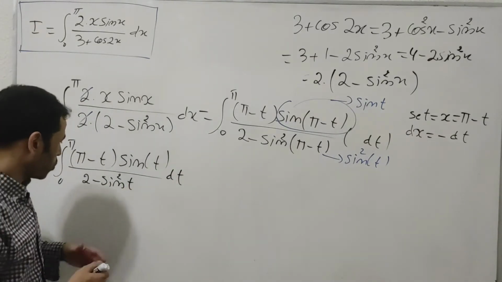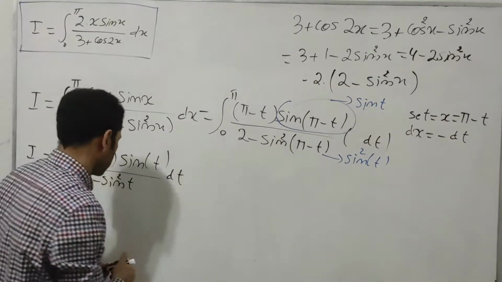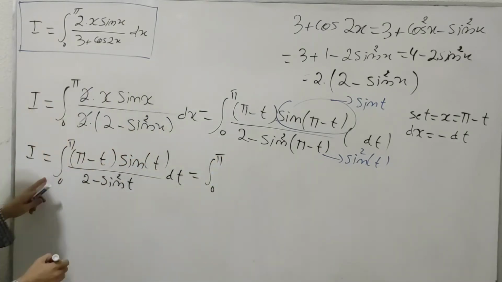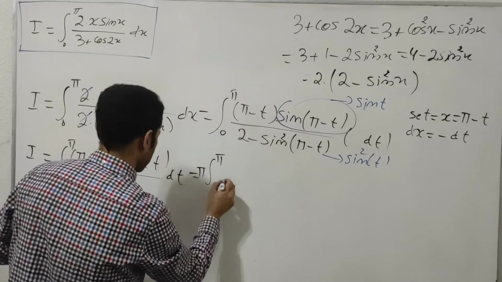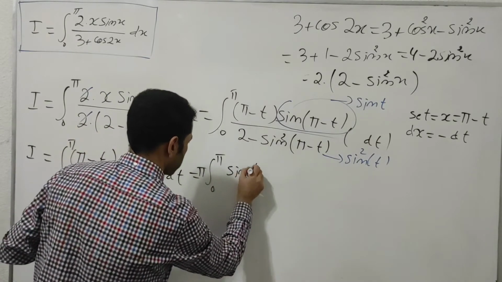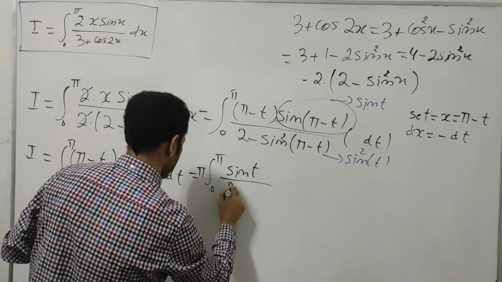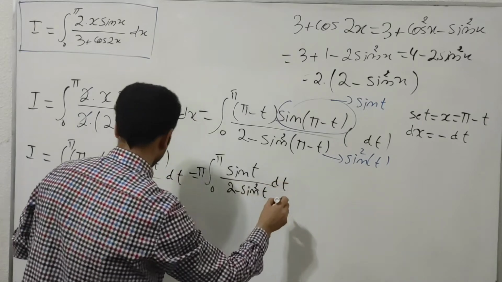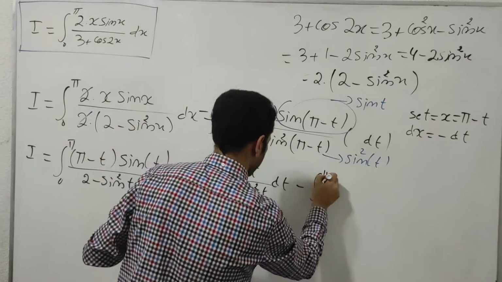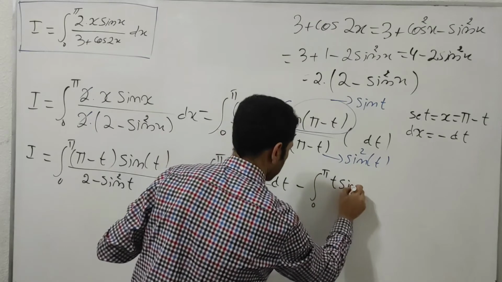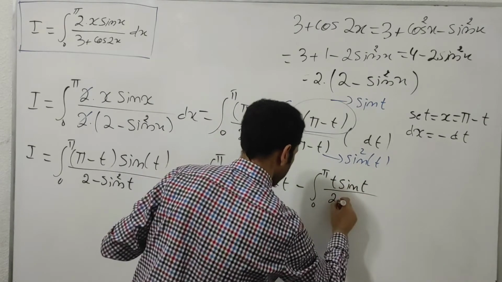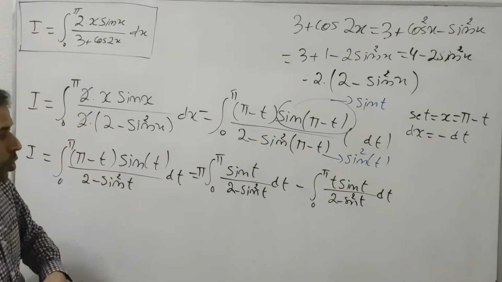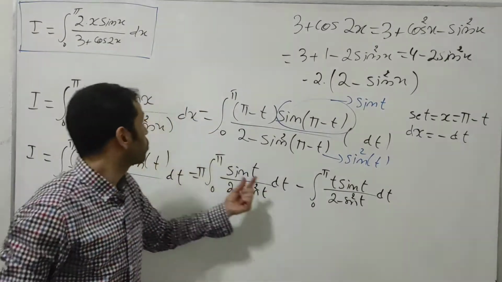Okay, so I'm going to split this integral into 2 parts. We'll have the first integral from 0 to pi, by taking this pi outside of the integral since it's considered a constant, of sine t divided by 2 minus sine square t dt, minus another integral from 0 to pi of t multiplied by sine t all over 2 minus sine square t dt. Okay, now if you take a look carefully, this integral is similar to the previous integral.